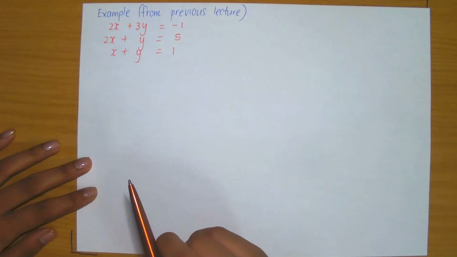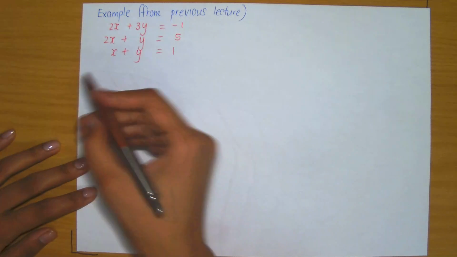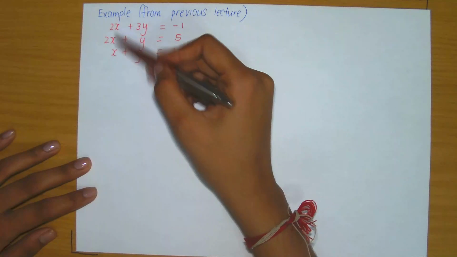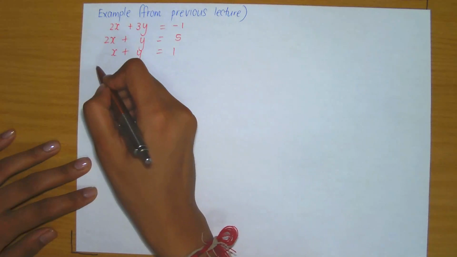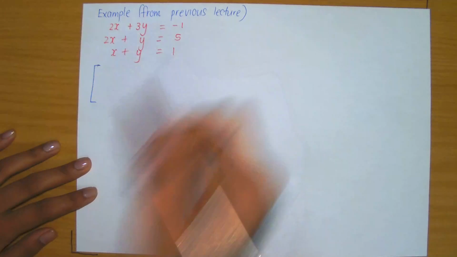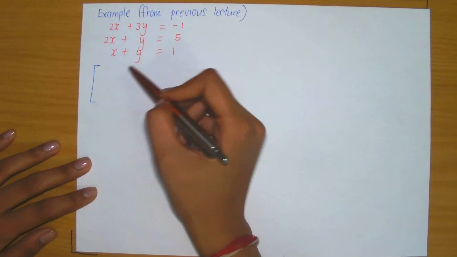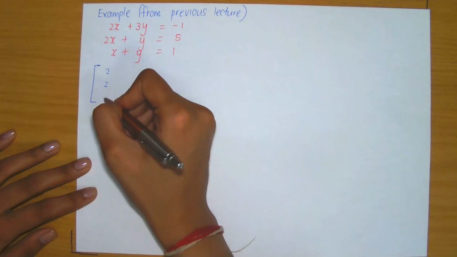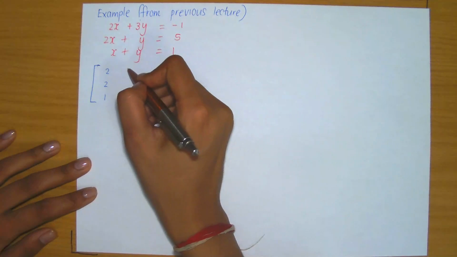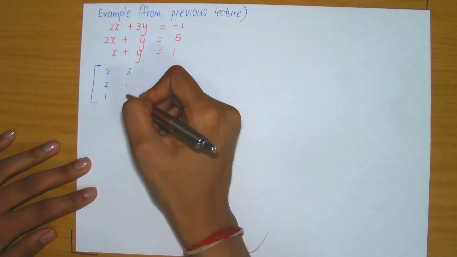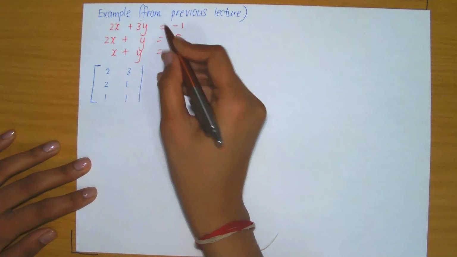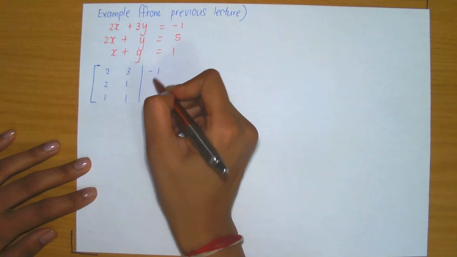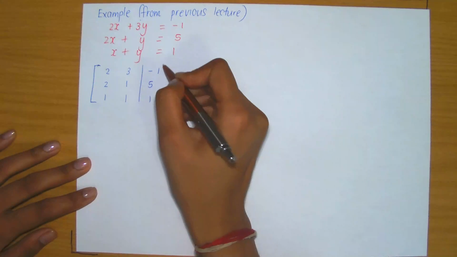The first step, and this is important regardless of what system you have, is to rewrite your system in augmented matrix form. So make sure that your variables are aligned, and thereafter create your augmented matrix by writing down the constants matrix. Firstly, look at the coefficients of x. It's positive 2, positive 2, and 1. The coefficients of y are positive 3, 1, 1. We then put down a vertical line to denote equality, and then we write down the constants on the right hand side. So that's minus 1, 5, and 1.